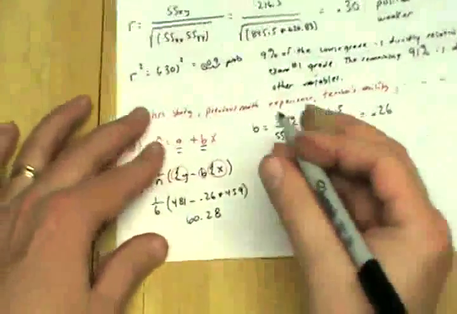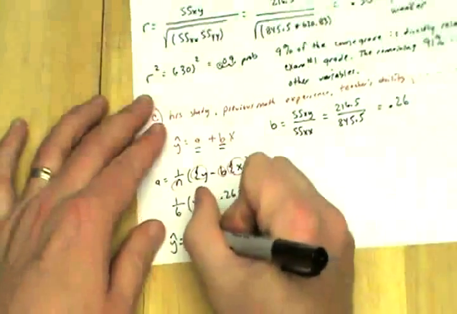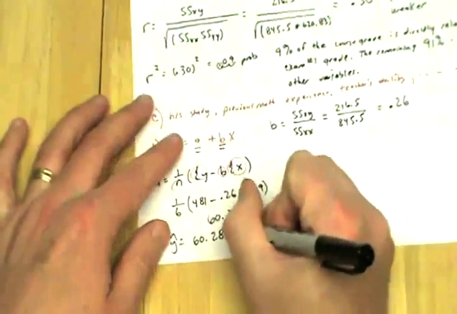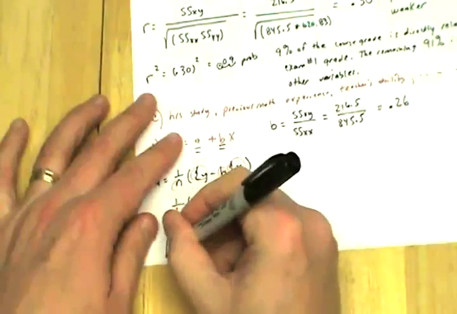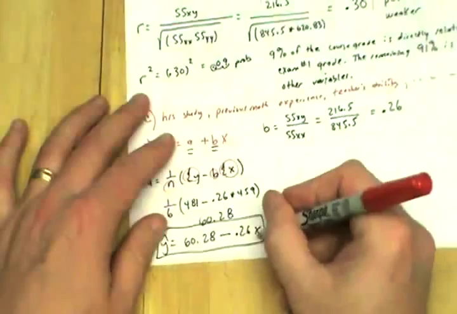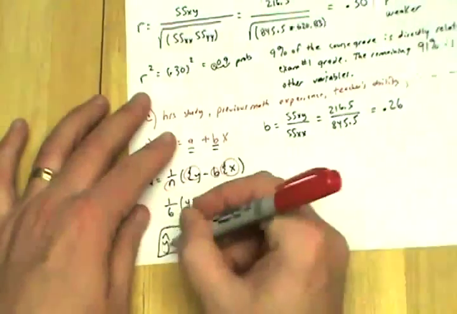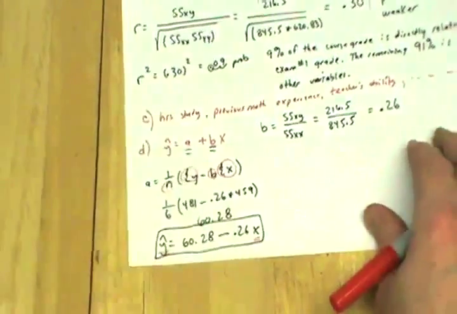So the actual equation of the regression line is y hat equals a, which we found to be 60.28, minus b, which is 0.26, times x. That's the equation of the regression line. X in this case is the exam number 1 grade, and y is going to be your final course grade.